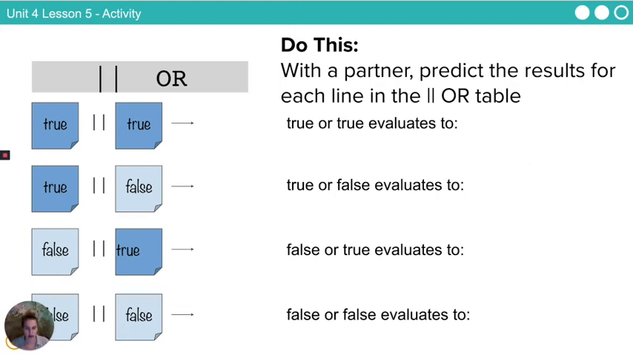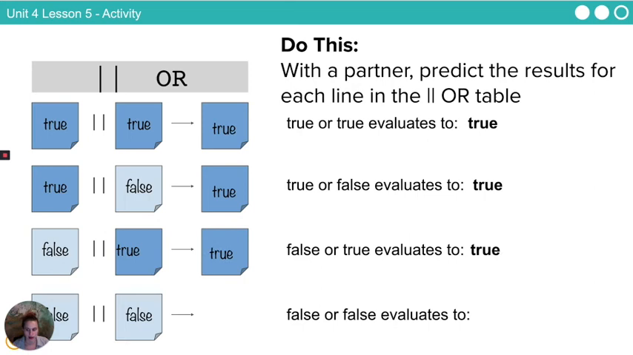Evaluate each of these expressions, and then we'll walk through them together. Okay, so if I have a true or another true, the whole expression evaluates to true. If I am a true statement or a false statement, the whole expression evaluates to true because at least part of it was true. The same is correct for a false or true statement.